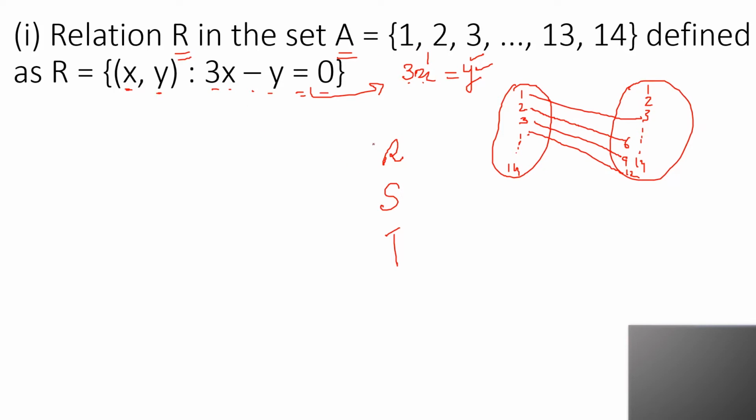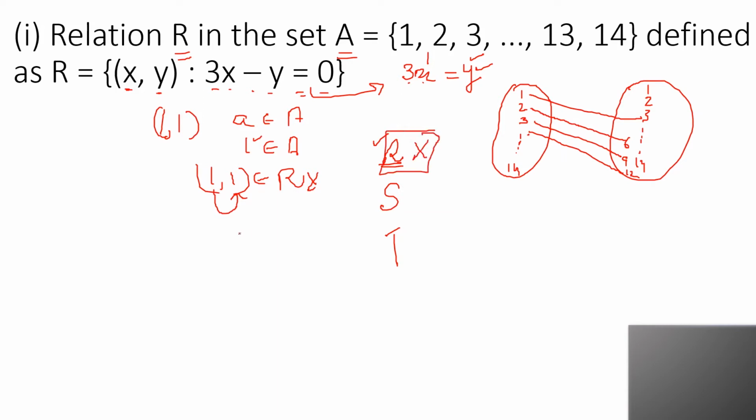Now we are supposed to check whether R is reflexive. R is reflexive means is 1 related to 1? As 1 belongs to A, is 1 also related to itself with this relation R? Is 1 3 times of itself? No. Therefore, this relation is not reflexive.